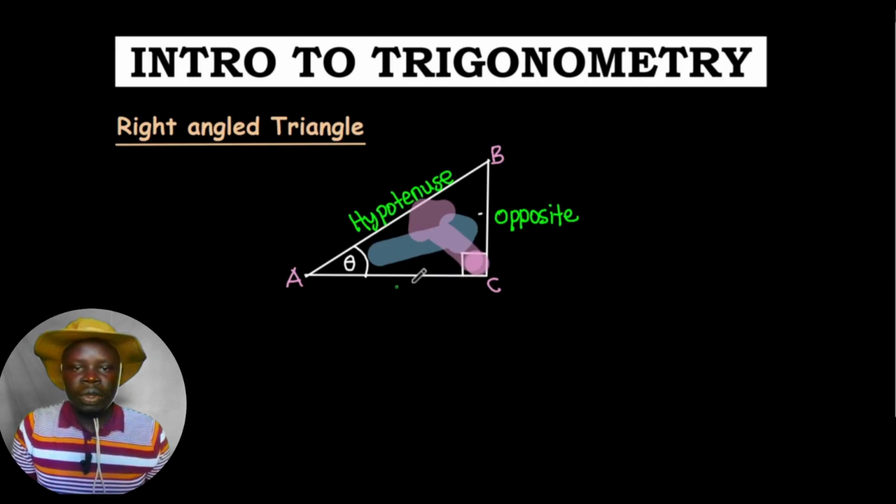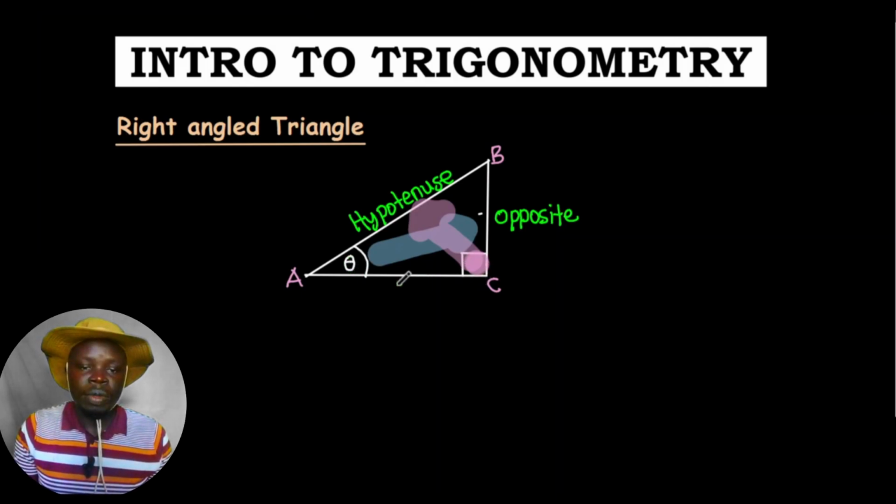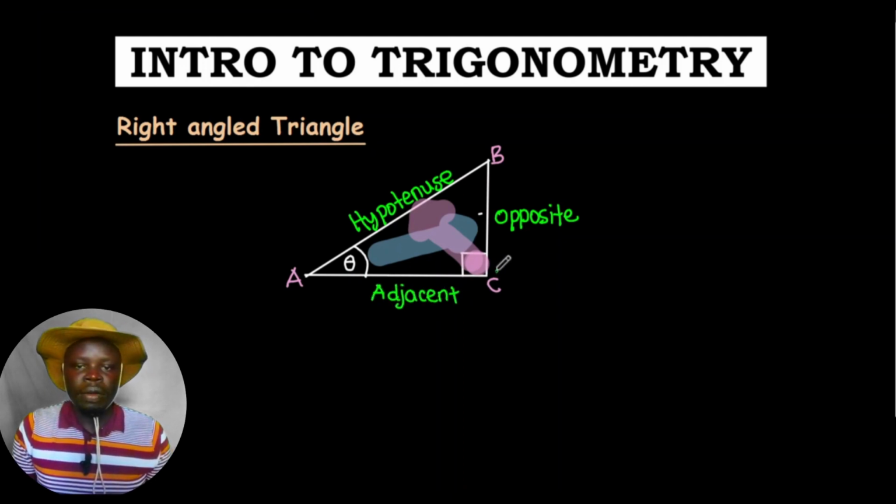And lastly, when you look at this line AC, that is adjacent to each of these angles, where the 90 is and the angle given for us here is, that becomes our adjacent. Now these are the 3 sides of this right angle triangle that we have to mark, and you should be able to identify very well.